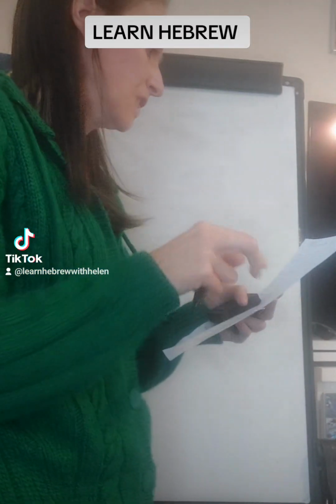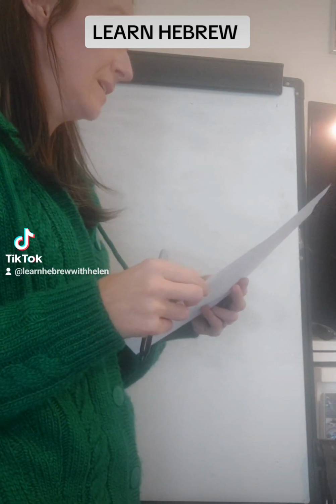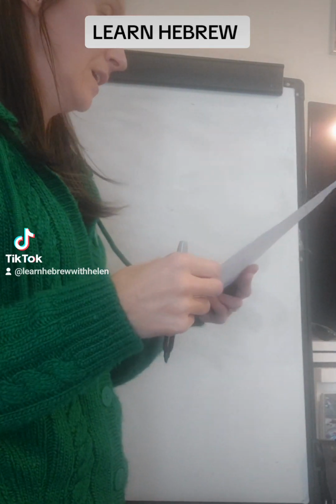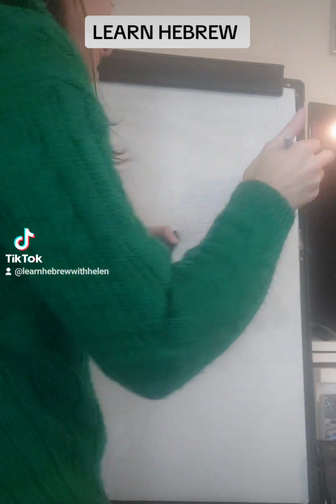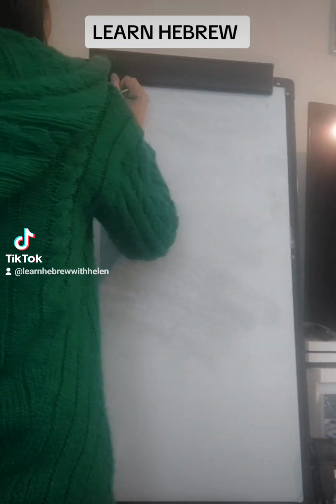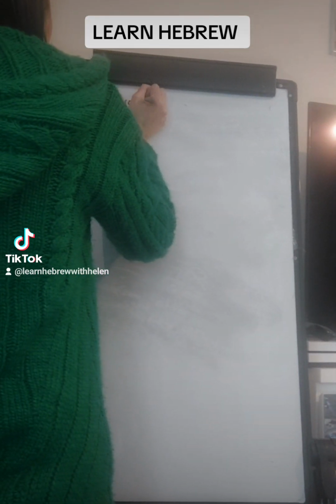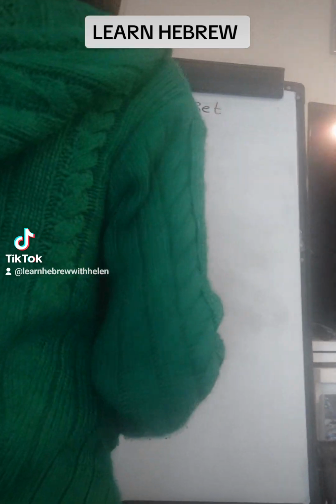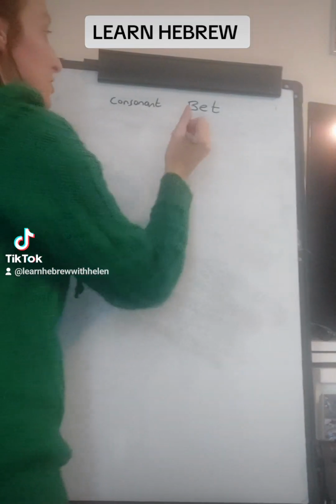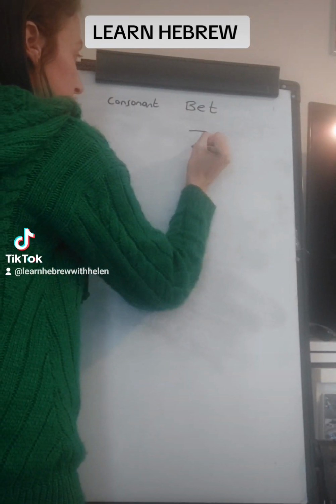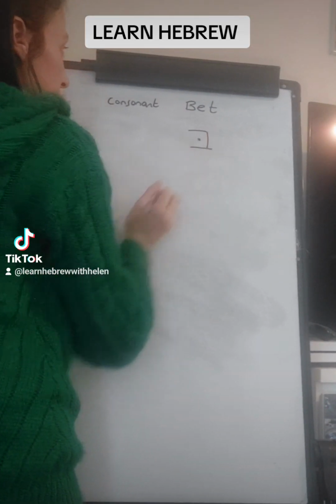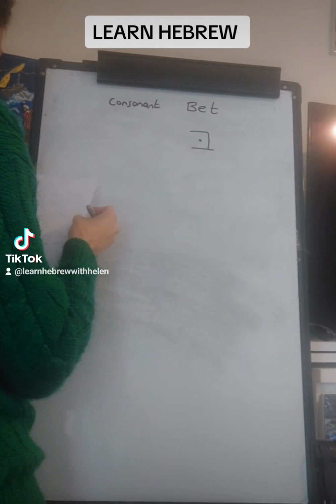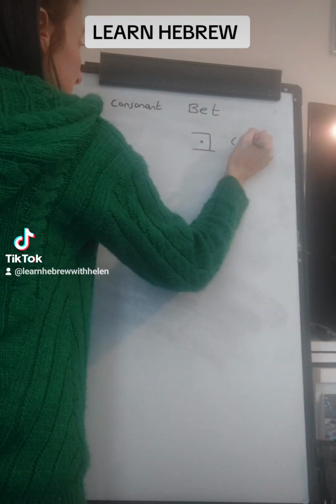Right, so we're going to start today by looking at the consonant Bet and learning the A vowel. Hebrew is read from right to left, and we're going to look at the consonant Bet. Okay, now Bet is written like this, and it sounds as ba.